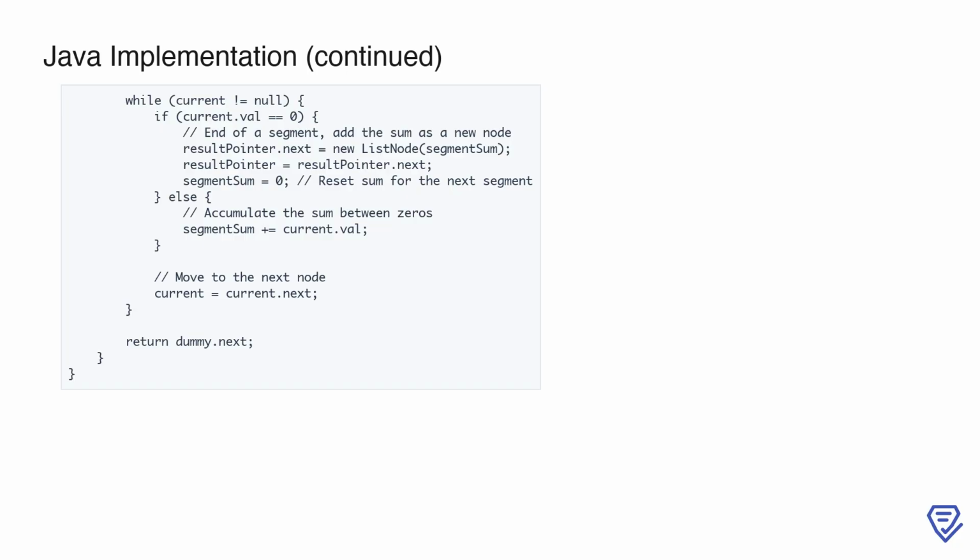If the current node's value is not 0, we add its value to segmentSum. This process ensures that we are summing up all the values between two zeros. After processing the current node, we move to the next node in the list. Once the loop completes and all nodes have been processed, we return dummy.next, which points to the head of our newly constructed list, effectively skipping the initial dummy node.